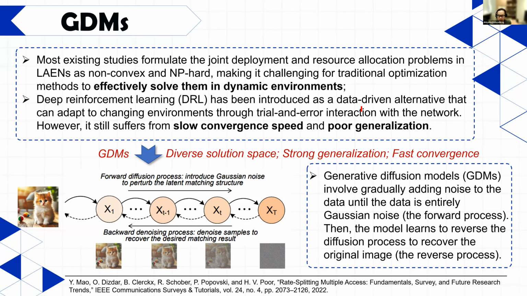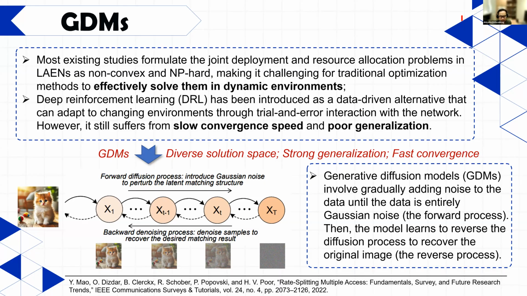Again, on the other hand, we can use the generative diffusion model to provide a diverse solution space, provide a strong generalization and faster convergence. So again, this capability is inherited from the image generation.